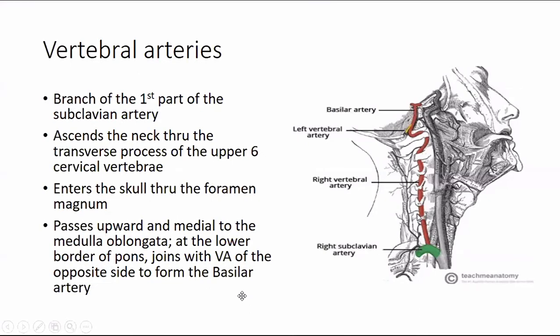There is a space in their transverse processes, and then the vertebral arteries enter. And then it enters the skull, as I mentioned earlier, through the foramen magnum, and it passes medial to the medulla oblongata. At the lower border of the pons, it joins with the vertebral artery of the opposite side to form the basilar artery. So the lower border of the pons is the important marker for where the basilar artery is formed.